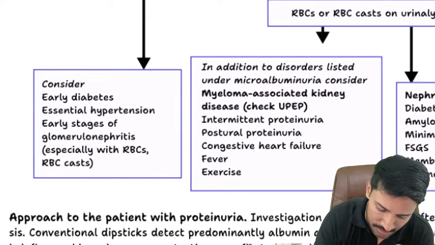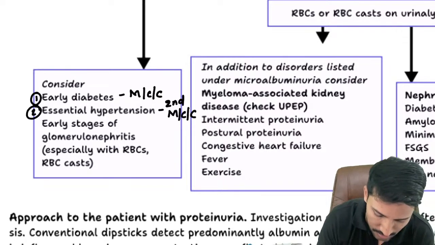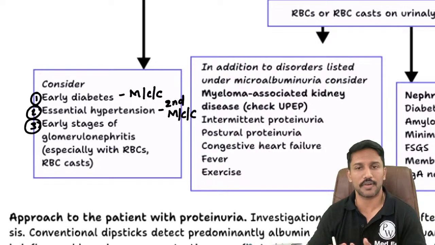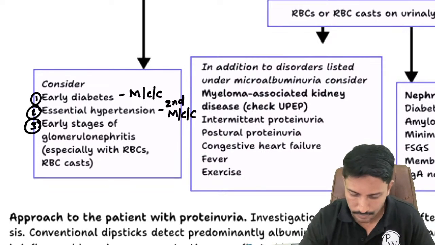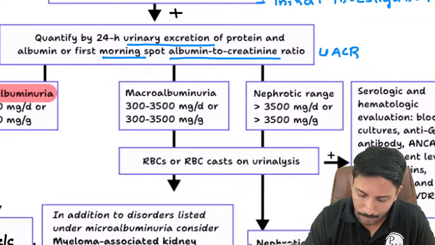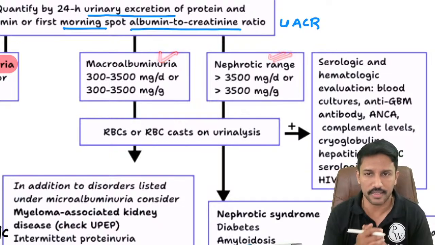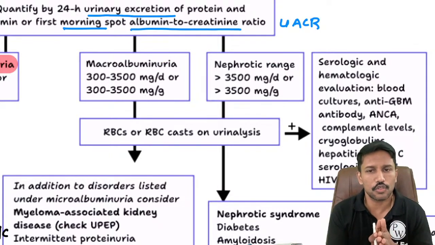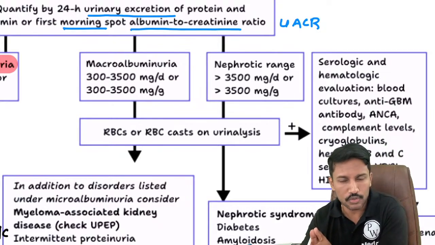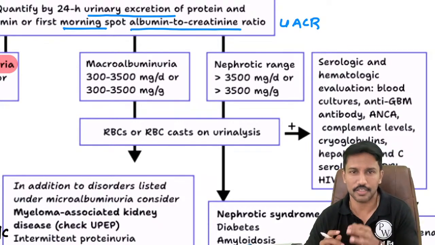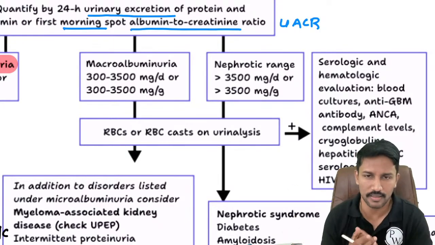Apart from that, early stages. So this is the first cause that you have to mention, diabetes. Second is hypertension. Third is early stages of glomerulonephritis like PSGN and all. They can have microalbuminuria. But if it is in the macroalbuminuria range or the nephrotic range, this is unlikely to be early stages of diabetic nephropathy or hypertensive nephropathy. This could be mostly because of glomerulonephritis. That is one possibility, right, where you can have even nephrotic syndrome presenting in adults.